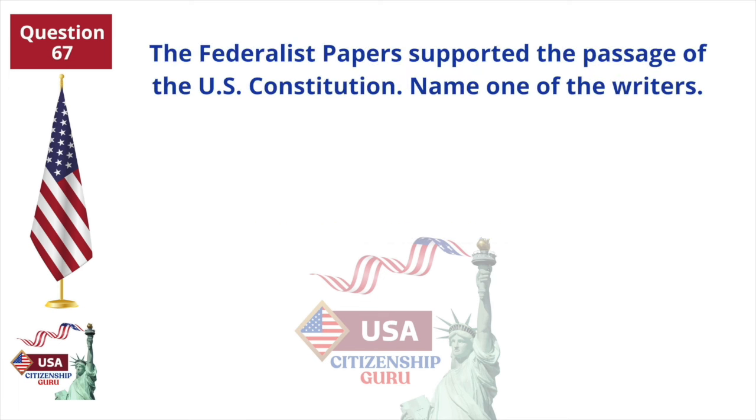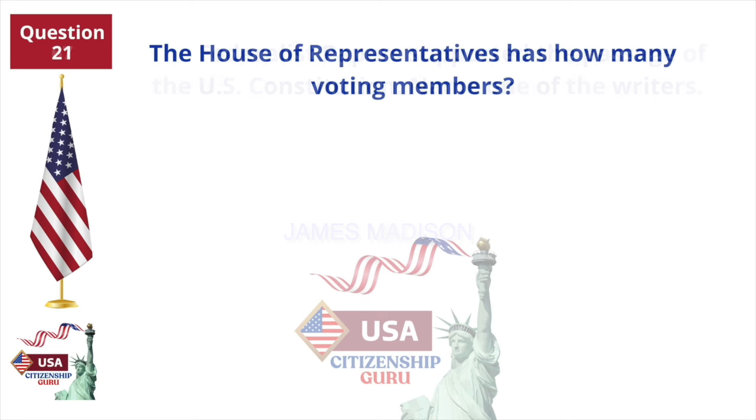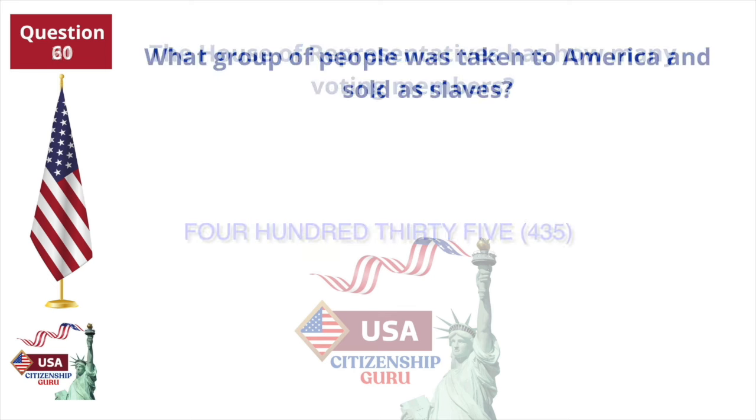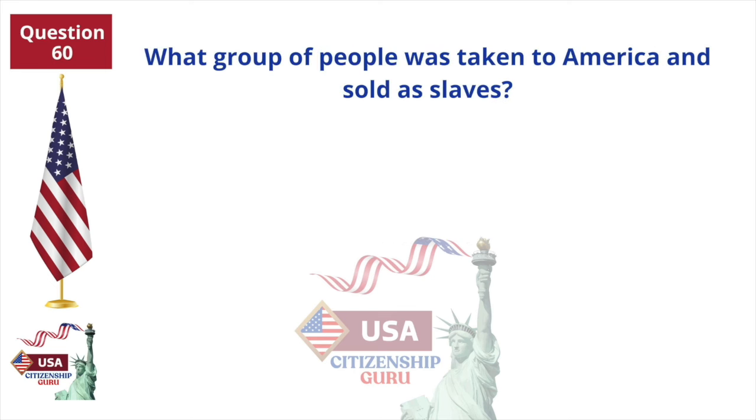The Federalist Papers supported the passage of the U.S. Constitution. Name one of the writers. James Madison. The House of Representatives has how many voting members? 435. What group of people was taken to America and sold as slaves? Africans.